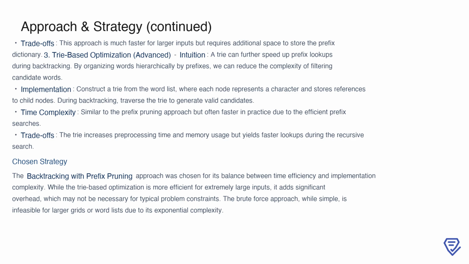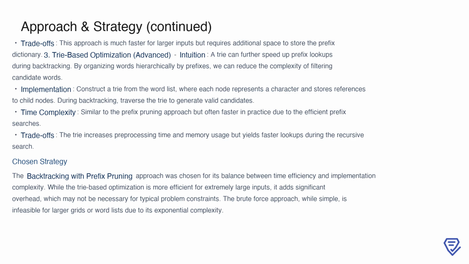The backtracking with prefix pruning approach offers significant performance improvements, but it requires additional space to store the prefix dictionary. To further optimize, we can use a tree-based structure. A tree organizes words hierarchically by their prefixes, making prefix lookups even faster. During backtracking, instead of filtering candidates from a flat list, we traverse the tree to find valid candidates, which reduces the overhead of searching. While the time complexity remains similar to prefix pruning, the use of a tree can make the process faster in practice, especially for large datasets. However, this comes at the cost of increased pre-processing time and memory usage.